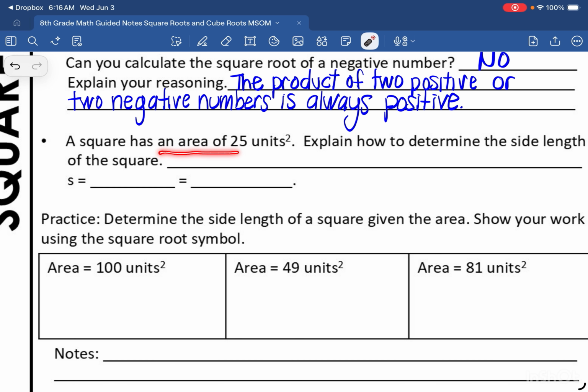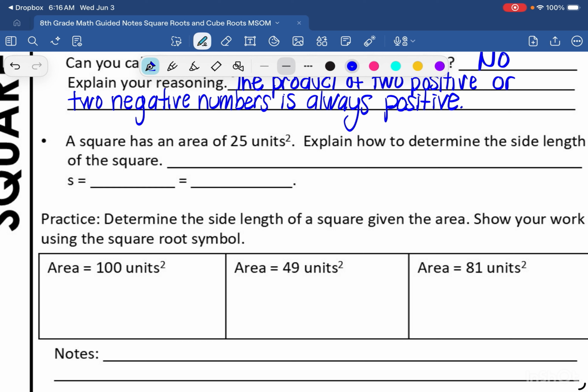A square has an area of 25 units squared. Explain how to determine the side length of the square. So if we know that the area is 25, then I can find the side length by taking the square root of 25. Since the square root will tell me what number times itself will equal the area. So the side length S equals the square root of 25, which equals 5.